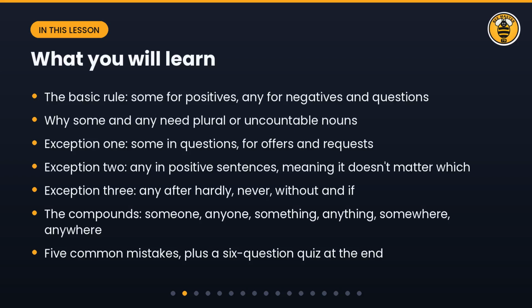Here is our plan. We start with the basic rule, then look at the kind of noun some and any go with. After that, 3 exceptions. These are the ones that make the difference between sounding correct and sounding natural. Then the compound words, 5 common mistakes, and a short quiz so you can test yourself.